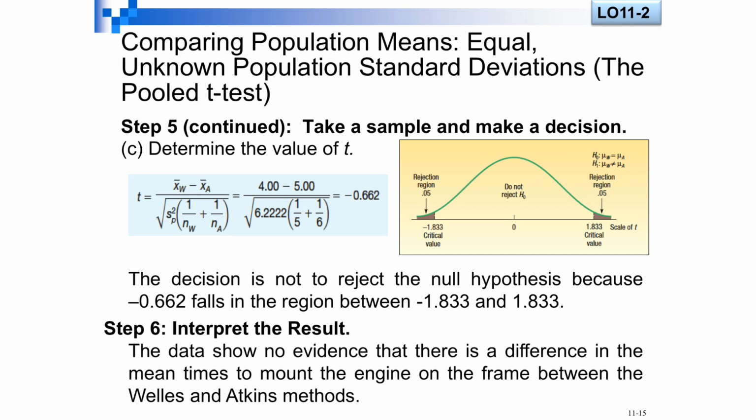So what should we do? In the end, the decision is not to reject the null hypothesis, because the value that we get is exactly inside the acceptance area, not in the rejection area. So what does it mean? The data show no evidence that there is a difference in the mean time to mount the engine on the frame between these two companies. I will continue with the next video.